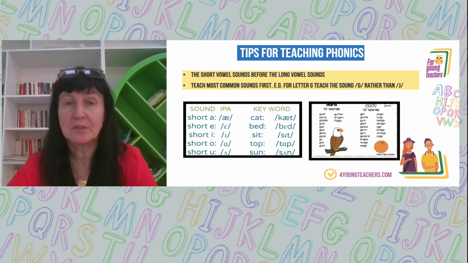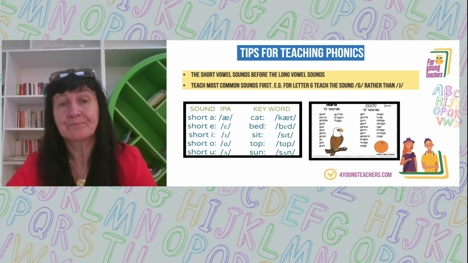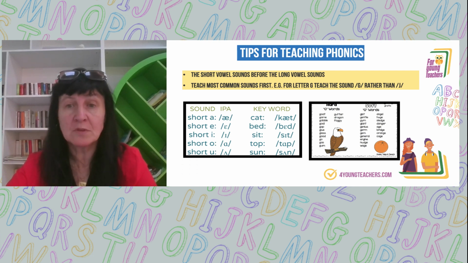Children generally don't need to know the long vowel sounds until they have started reading instructions and have mastered simple CVC words. CVC means consonant, vowel, consonant, like map, cat, rat, man. As for the other letters that make more than one sound, teach the most common sound first. For example, if you are teaching letter G, first of all, teach the sound g rather than j, okay? And for letter S, teach first of all s rather than z.